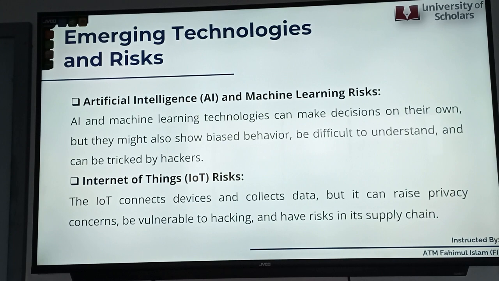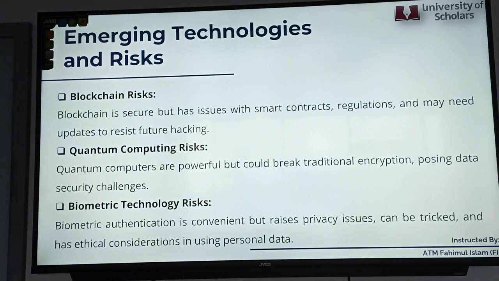Blockchain is secure, but it has issues with smart contracts, regulations, and may need updates to resist future hacking. Quantum computers are also very powerful, but could break traditional encryption, posing data security challenges. Biometric technology risk is also convenient.